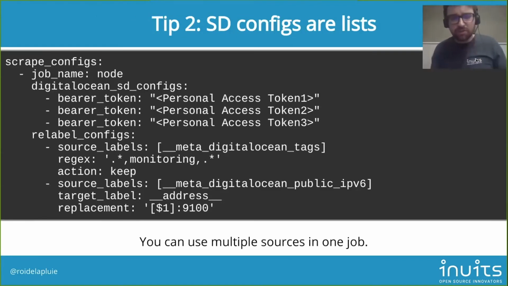The second tip is that all the service discoveries are lists. So if you have multiple, in this case, DigitalOcean accounts, you can use all of them in the same job if you wish to. If you have multiple Kubernetes clusters or namespaces, you can also use multiple of them in the same service discovery configuration. So you are not bound to one job is one service discovery configuration.